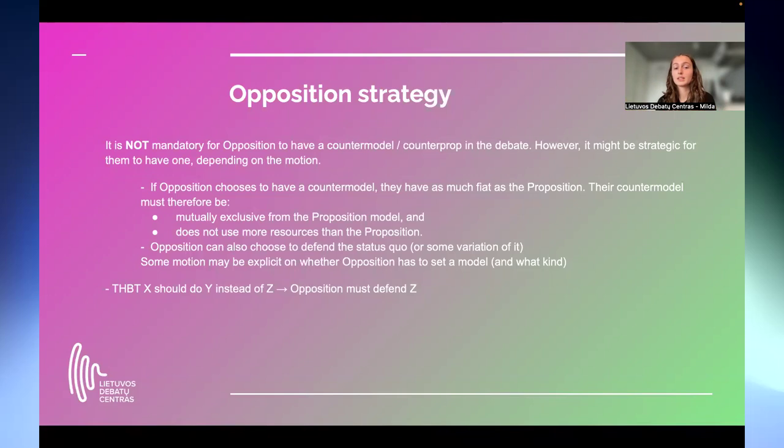Some motions may be explicit on whether opposition has to set a model and what kind. So, for example, this house believes that X should do Y instead of Z. Opposition must defend Z here, and proposition should defend Y.